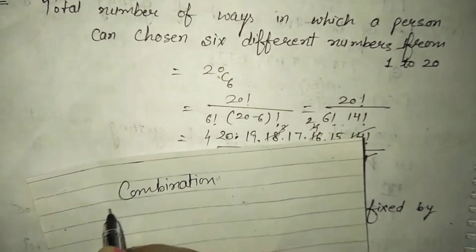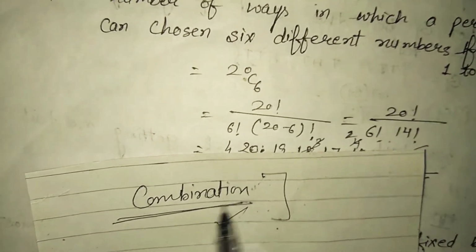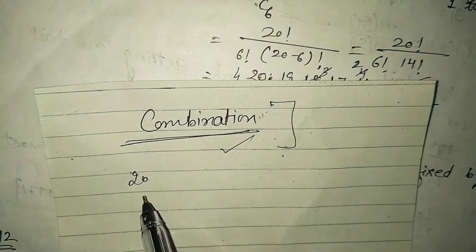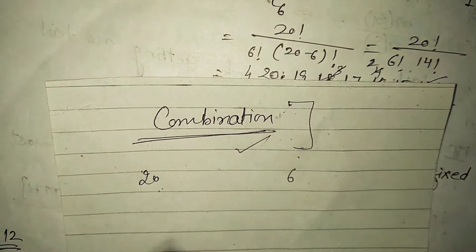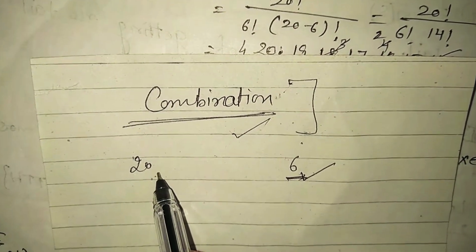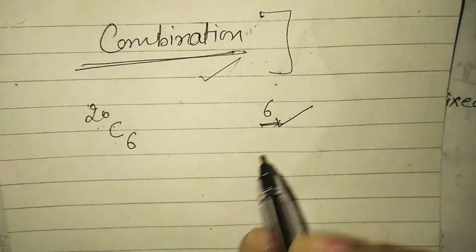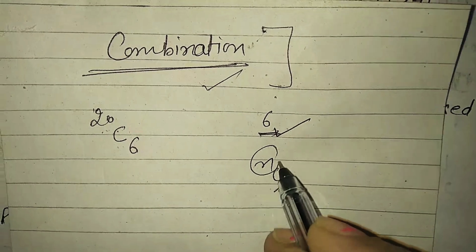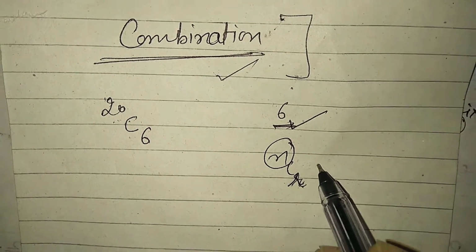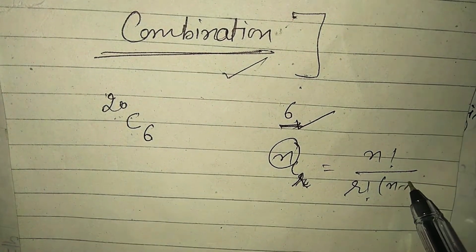We will discuss this topic in the permutation and combination chapter, but here we will discuss a minor thing. Suppose there are 20 students in your class and we want to select only 6 students, then we will use the formula 20C6. The formula of nCr, where n is the total number and r is what we want to choose, is n factorial upon r factorial into (n minus r) factorial.